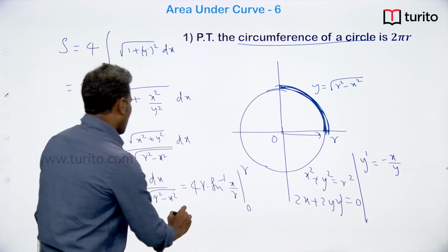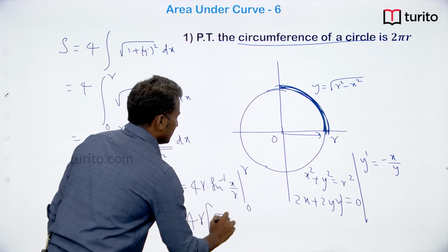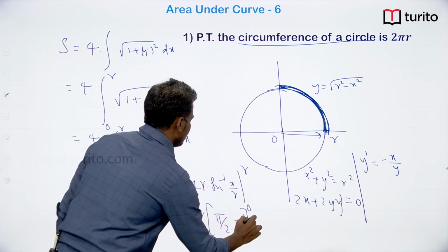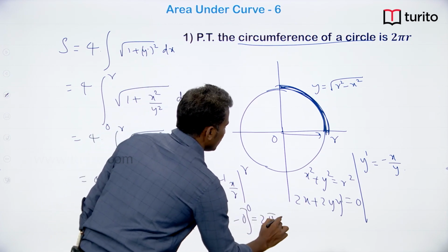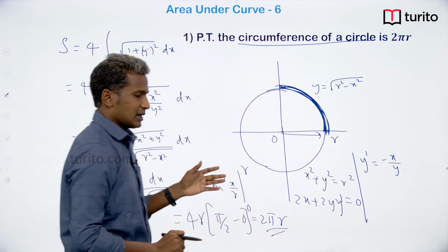Now if I put r here, I will get pi by 2. If I put 0, I will get 0. So overall I am getting 2 pi r. Okay. So this way we can find the arc length.